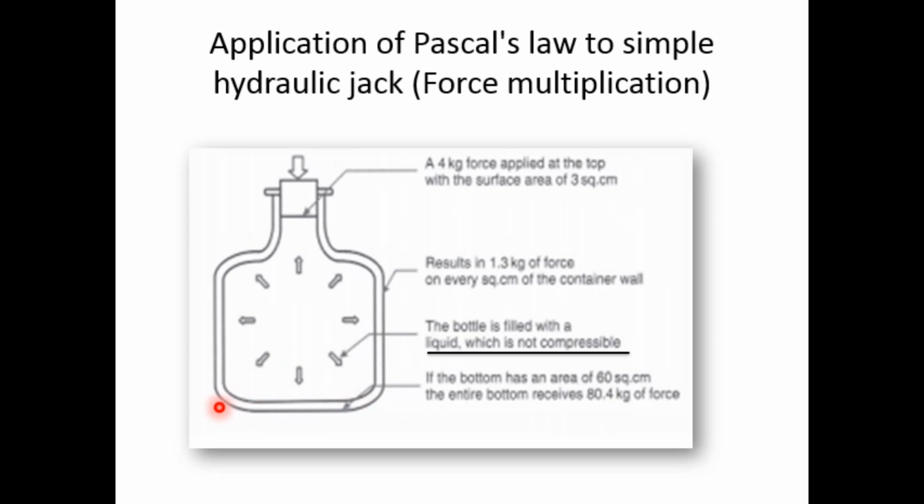Now in case the bottle has more area, here the area was less. This bottle has an area at the bottom of 60 square centimeter. On every square centimeter 1.3 kg is acting. So for 60 square centimeter, 60 into 1.3, that is 80.4 kg of force will be acting entirely. So what was the force I applied? I applied a force of 4 kg, and what is the resulting force I got? I got a force of 80. Is it just twice? No. Is it thrice? No. Is it 5 times? No. Is it 10 times? No. So it is getting multiplied to that level.